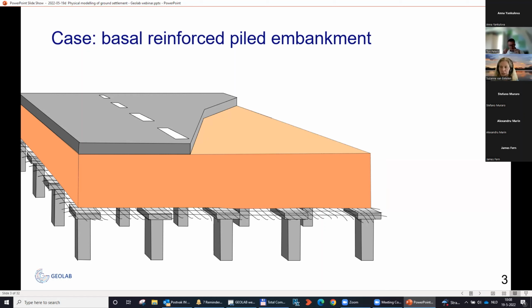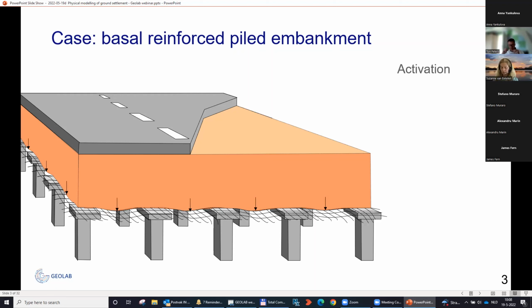In this picture, a basal reinforced piled embankment. So we have a field of piles, and on top of that, a reinforcement in the base of the embankment. And on top of the embankment, we have a road construction or a railway construction. Many research groups have done research on this topic. The basic idea is that the soft subsoil underneath the embankment settles, for example, by consolidation. And the purpose of most researchers is to determine how large the tensile forces and the strains are that result from the consolidation underneath.